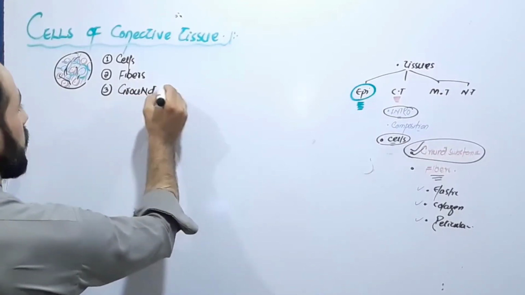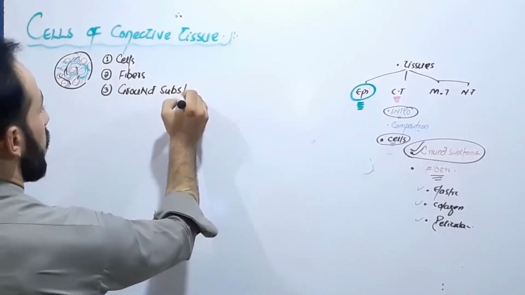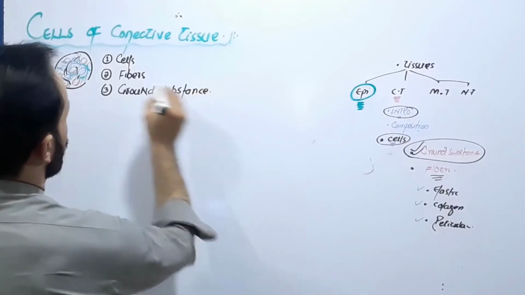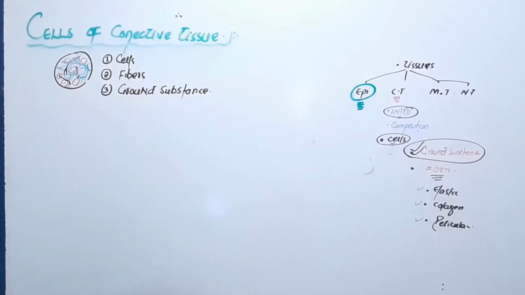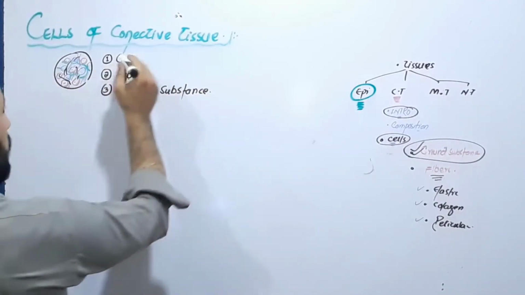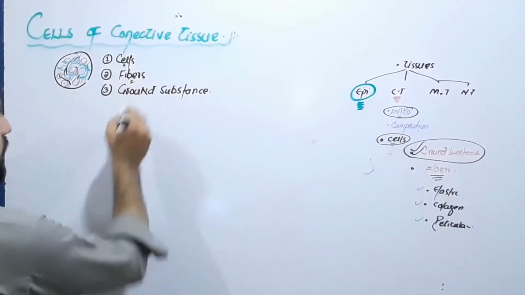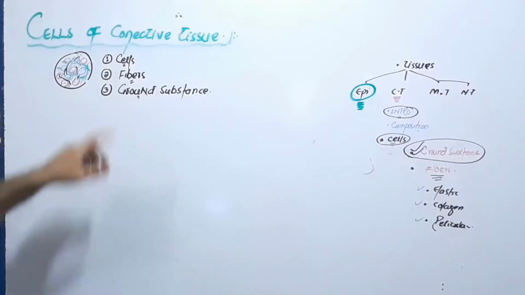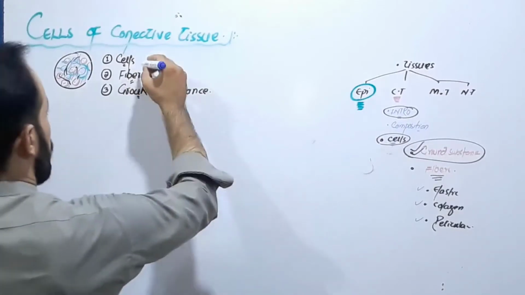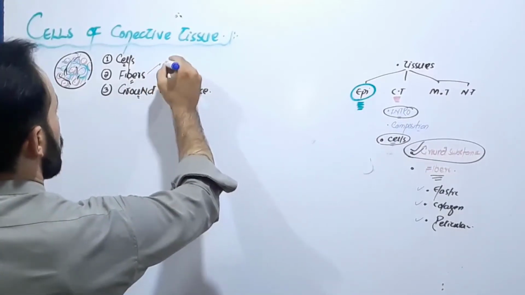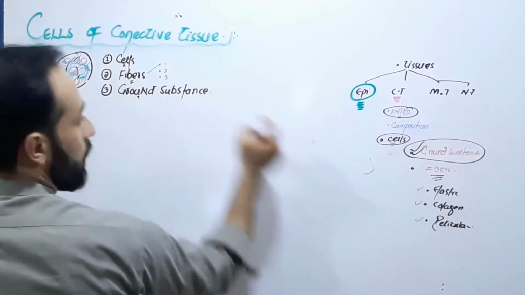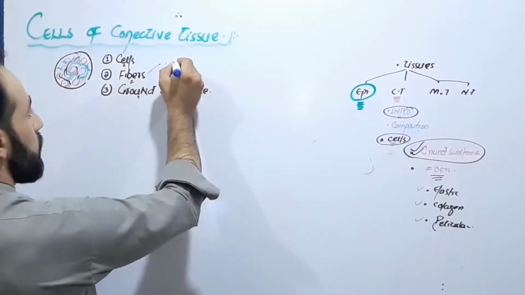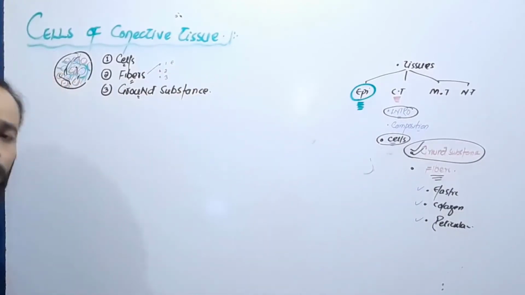Ground substance, right? So any connective tissue in your body contains these three important factors: the cells of the connective tissue, the fibers of the connective tissue, and the ground substance of the connective tissue. And I had told you that there are three types of fibers in the connective tissue: the elastic fibers, the reticular fibers, and the collagen fibers.